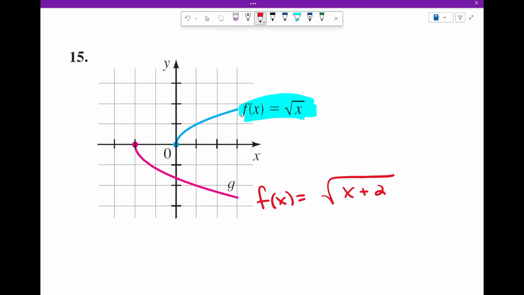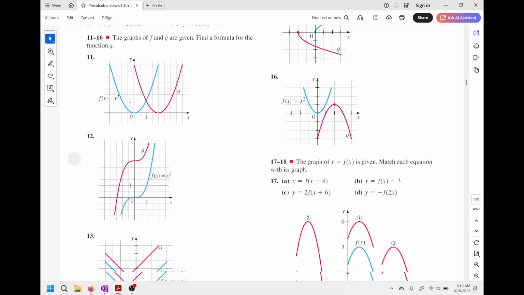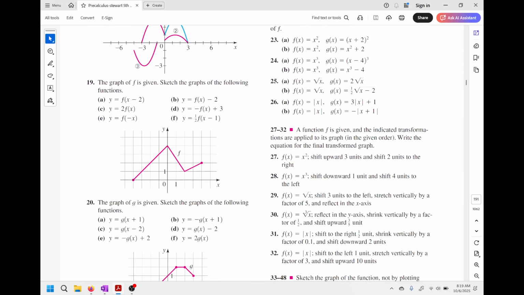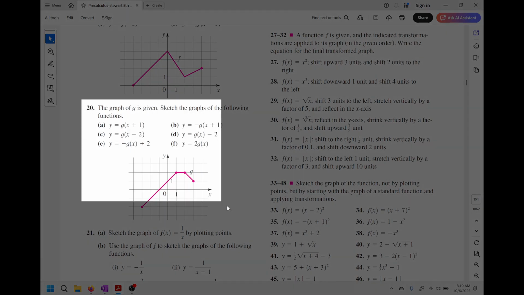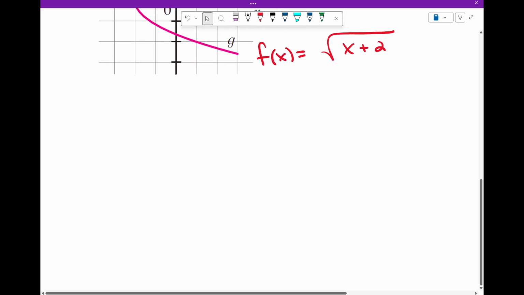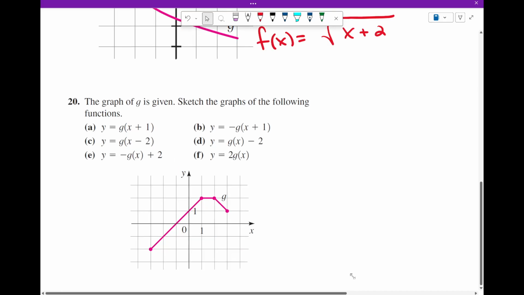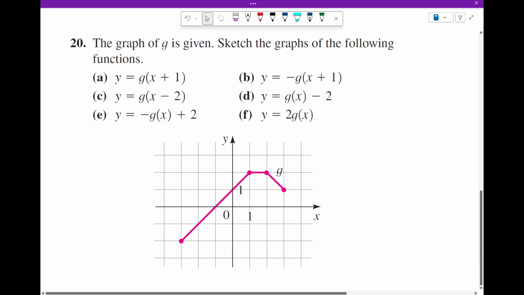So what's number 20 say? The function of f is given. You know what? Let's just go to the textbook here. Let's see if I can find the textbook. There we go. All right, so here's number 20. Oh, I got to go a little bit lower. There we go. Perfect. There we go. Phone's muted. Okay. So the graph of g is given. Sketch the graphs of the following functions down below.